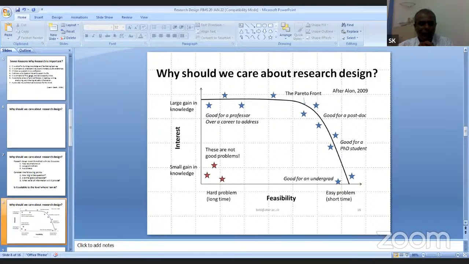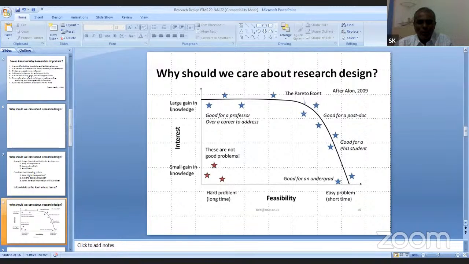So if you see, the stars indicate who should pursue what kind of work. So that is the question that I was asking in the previous slide. Is it suitable for me at the level that I am at? If I am an undergraduate student, a BSc student or a BTech student, I cannot be pursuing a question or problem that takes 5 years to answer, or it requires too much input. I have to pick a problem that I can answer in 1 semester or maybe 1 year.